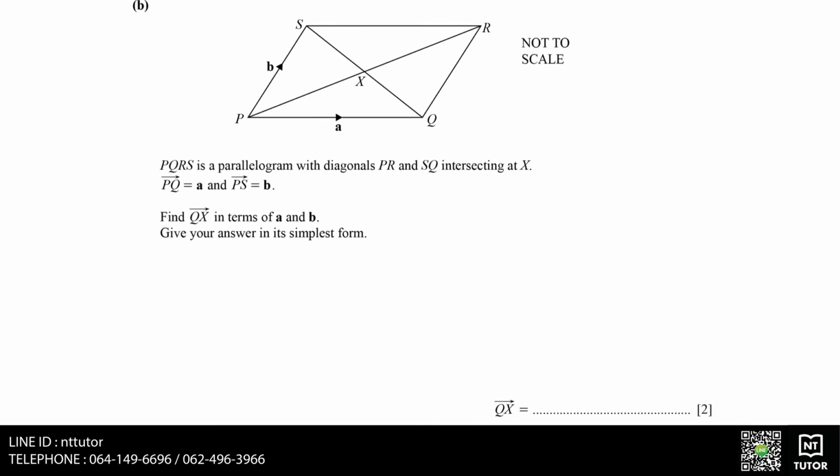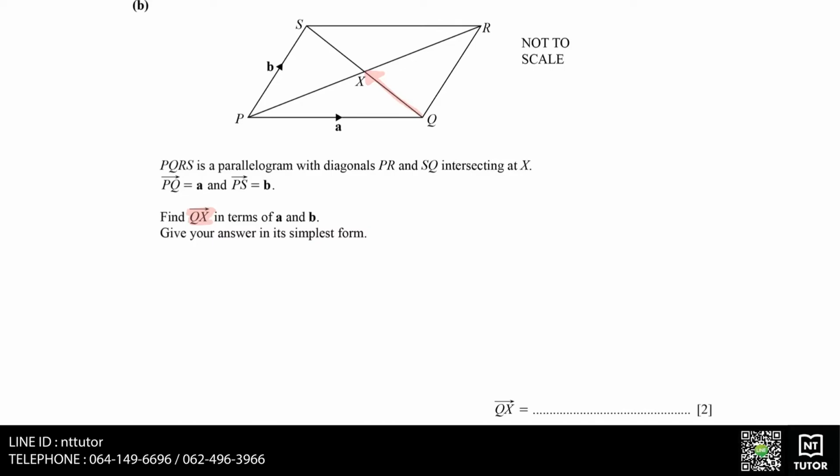PQRS is a parallelogram with diagonals PR and SQ intersecting at X. PQ is equal to a and PS is equal to b. Find QX in terms of a and b. Give your answer in its simplest form.